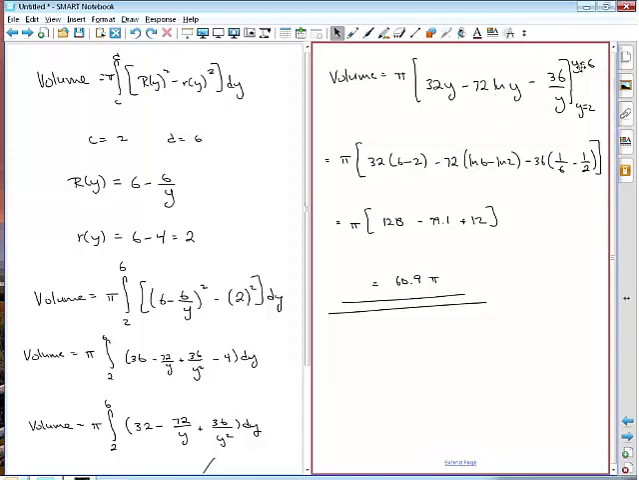And then we evaluated it at the upper and lower limits. In this case, I did it term by term. So you get 32 times the quantity y at the upper limit minus y at the lower limit, 6 minus 4, minus 72 times the natural log of 6 minus the natural log of 2, minus 36 times 1 over y. So we have 1 over 6 minus 1 over 2. And if you plug the numbers in, you get the result.